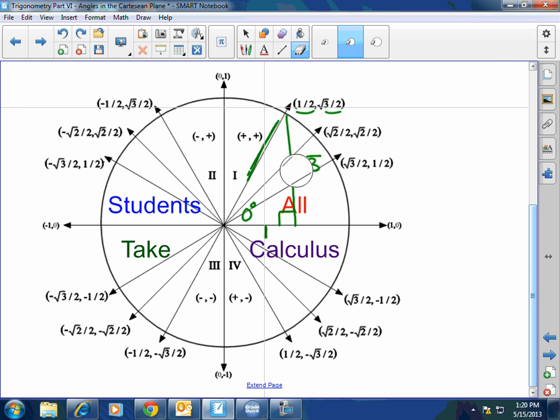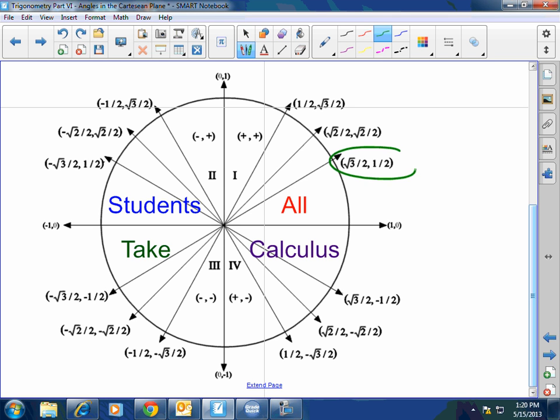So when you have this memorized, guys, let me show you now how badass this is. Ready? I'm going to blow you away. My 30 is square root of 3 over 2, comma 1/2 in the first quadrant, right? But in the second quadrant, why is this square root of 3 over 2 negative but not the 1/2? Because the sign here is positive. Look, the sign for all of these will be positive.